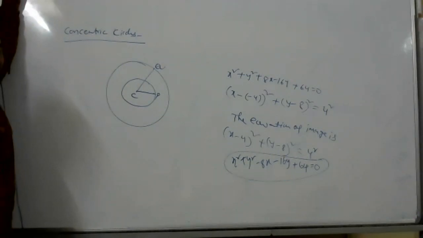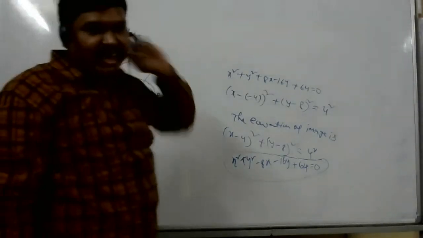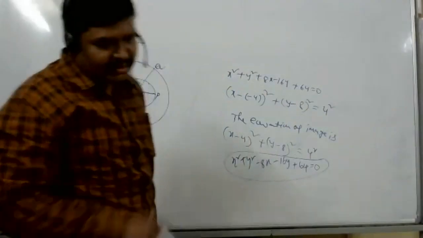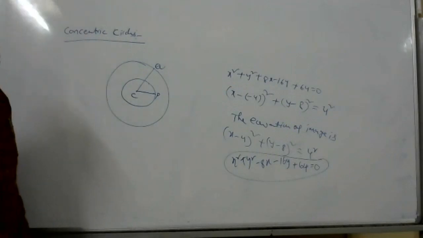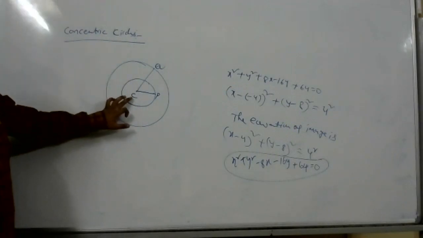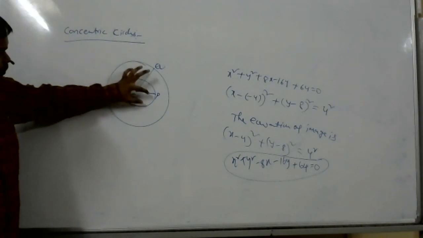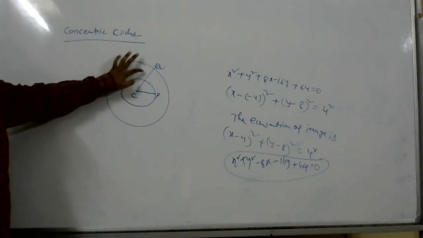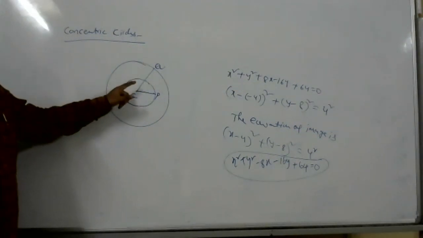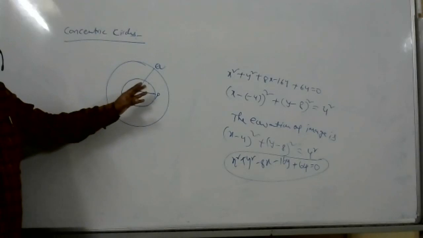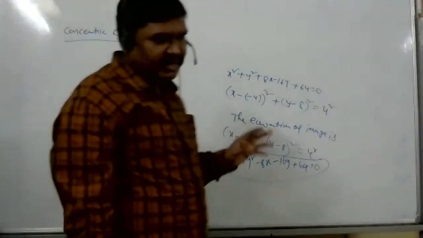See, concentric circles: two or more circles are said to be concentric circles if they have same center and different radii. Same center and different radii is called concentric circles. Center of the circle, let us say C, and radii CP and CQ, where CP is equal to R1 and CQ is equal to R2. Two circles have same center but different radii. These circles are called concentric circles.